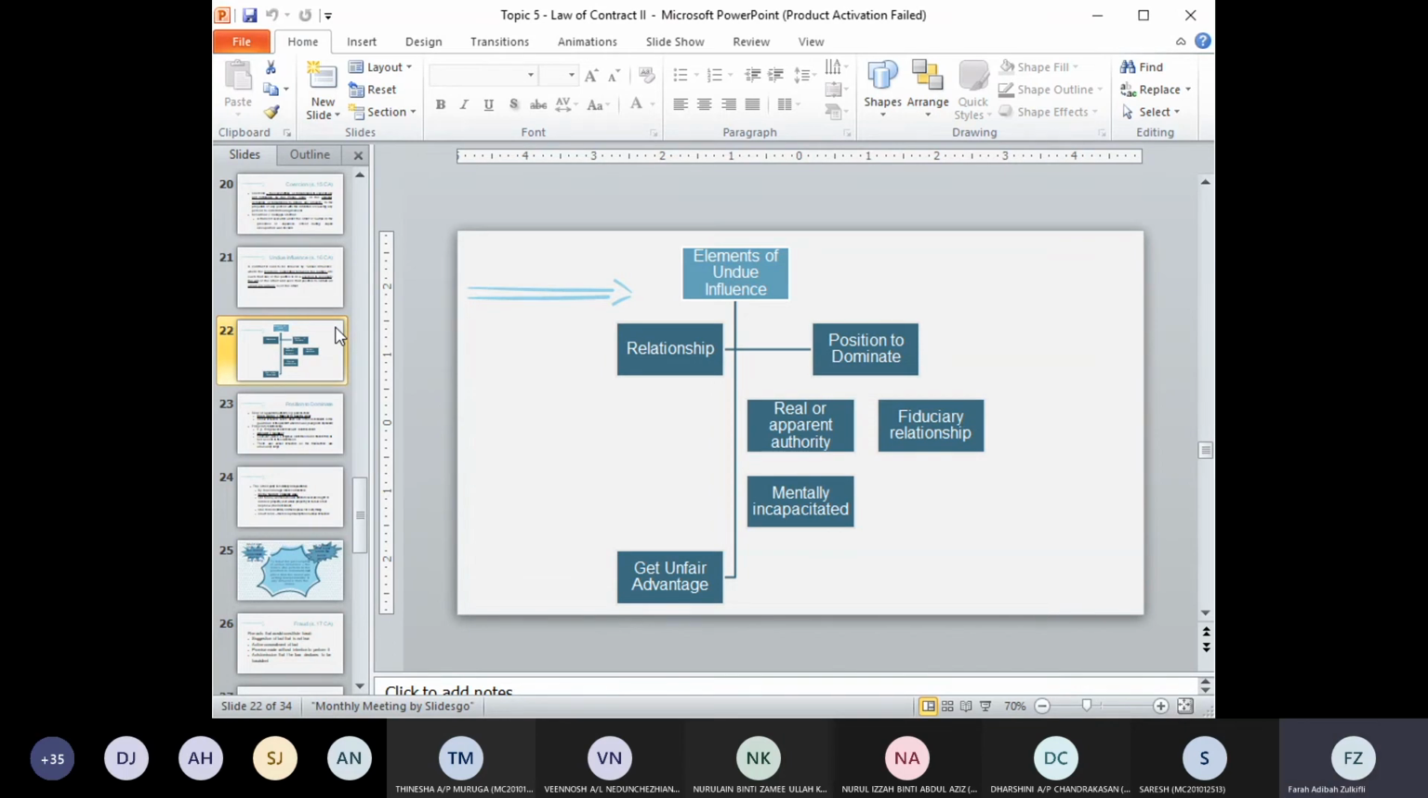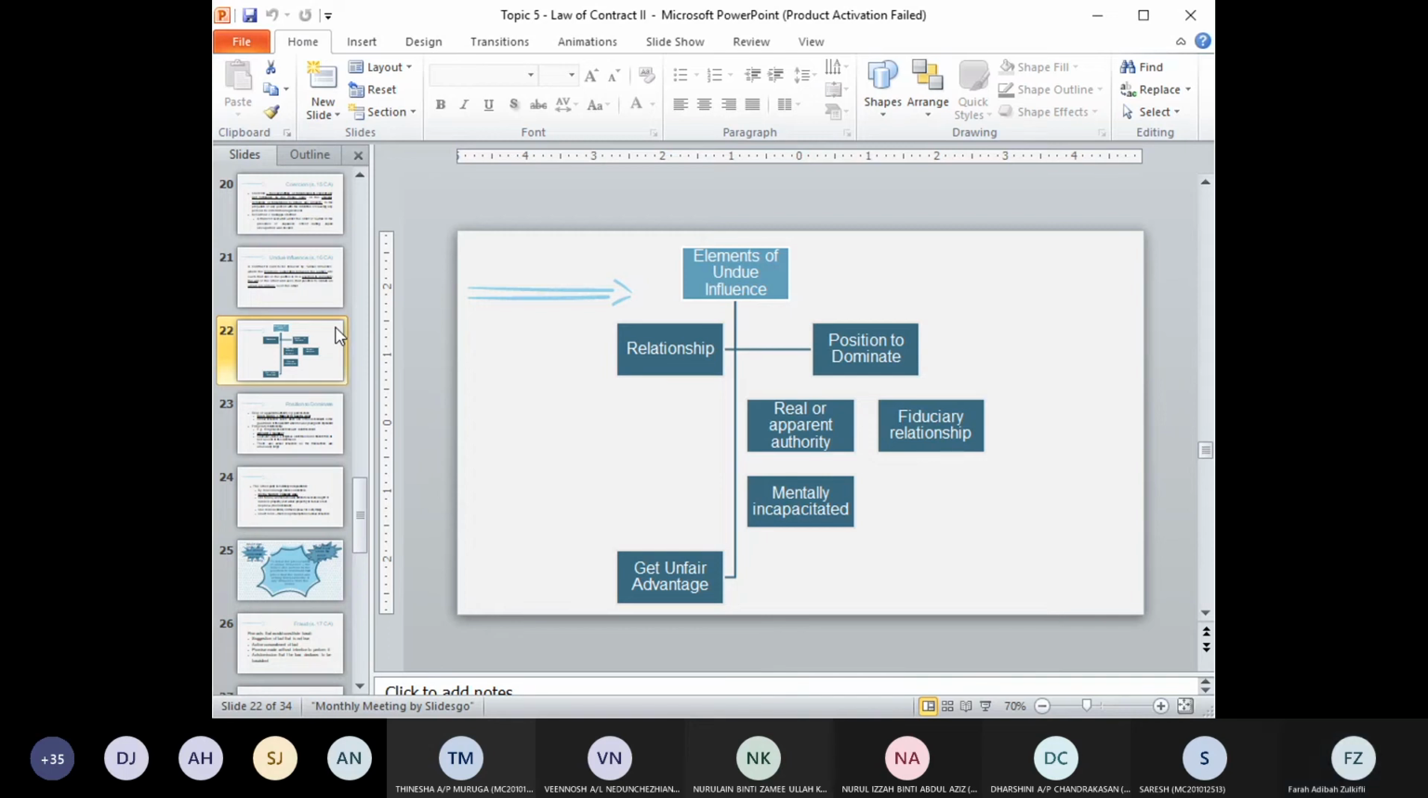So when there is one party who is more powerful than the other, if the more powerful party gets something from the weaker party, we can presume that there is an undue influence. Okay, so especially when the weaker party gives everything he has to the more powerful party. In that situation, we can presume that there is an undue influence because the more powerful party has received an unfair advantage. He gets too much from the weaker party.